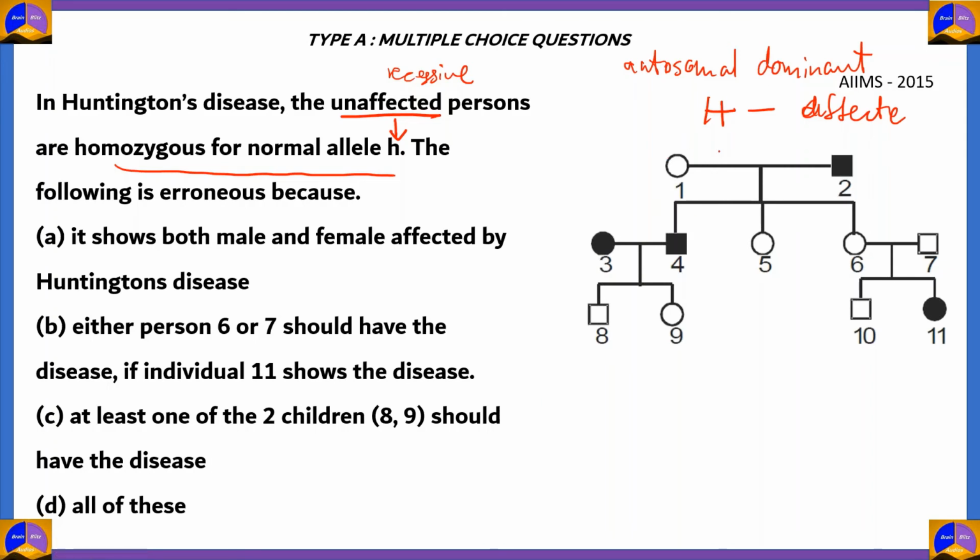So in this diagram, we find that this person number 1 is unaffected. So she has small h, and the person who is affected has capital H, or capital H, small h. But according to our question, it is given that they are homozygous parents. So let's go with the assumption.